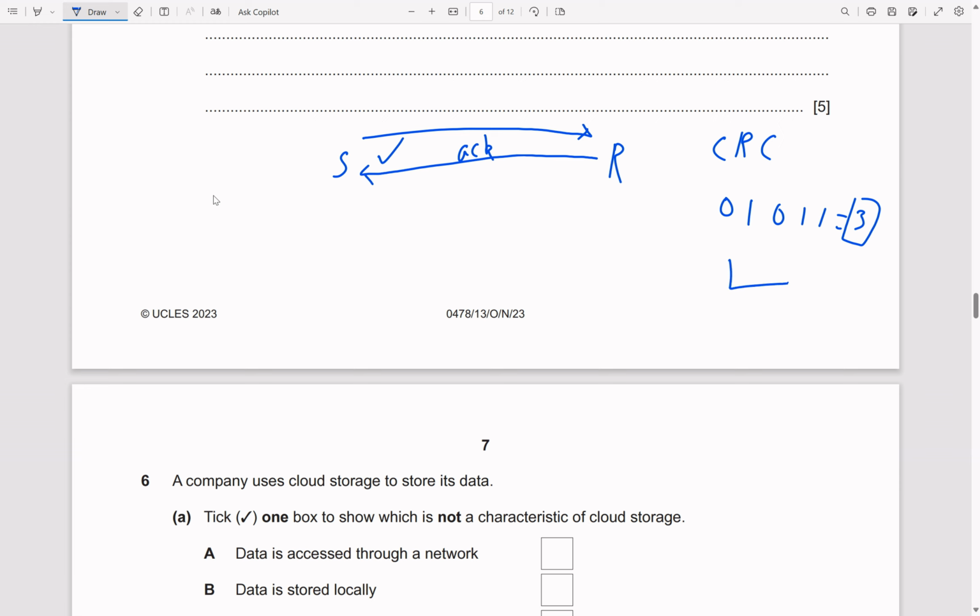So you would send the data, and then you'd also send the CRC at the end. And obviously the receiver can then perform their own check and check that the data matches this CRC that you've provided. So let's assume it doesn't match. So maybe a CRC error.